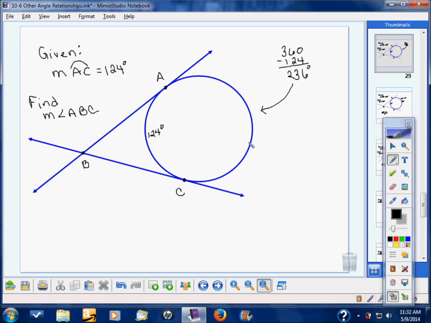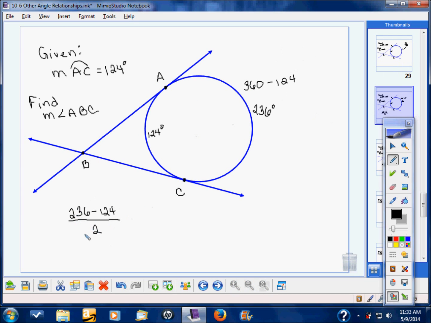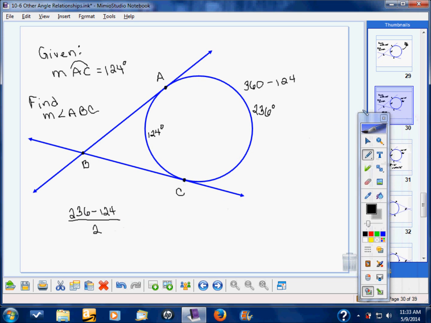We're going to have to subtract and divide by 2 to find this angle. What are the 2 measurements we're going to have to subtract? 236 and 124. Good. Divided by 2. 236 minus 124 divided by 2. You'll solve that down, and that will give you your angle ABC.